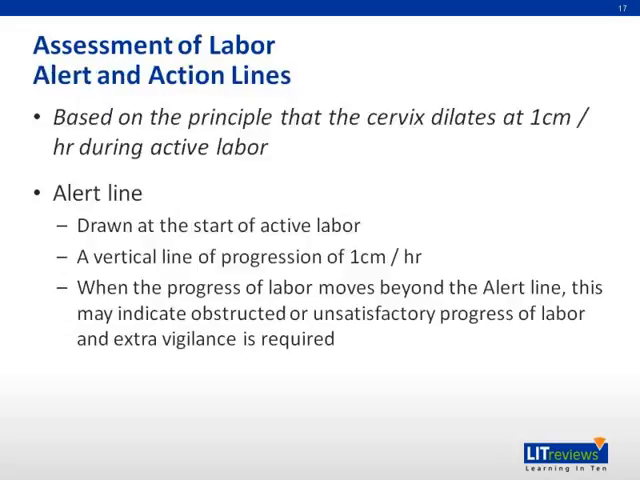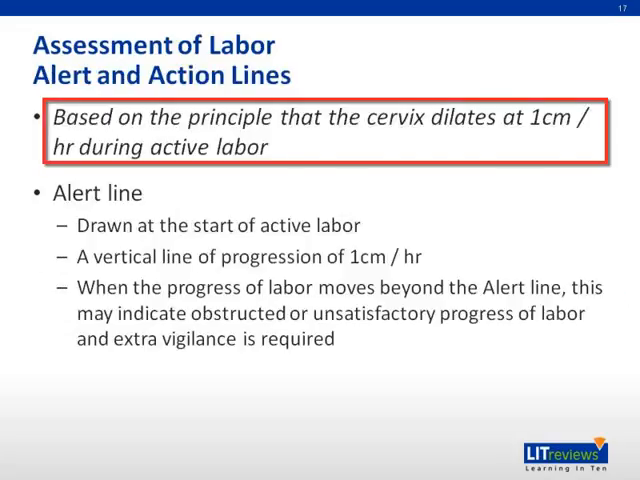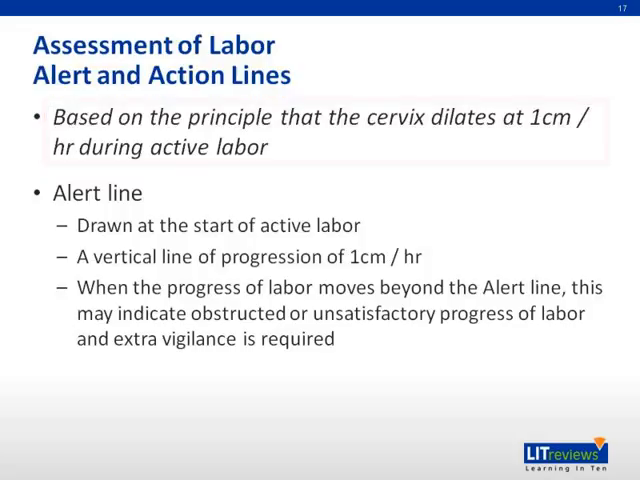The alert and action lines on the partogram are based on the principle that the cervix dilates at 1 centimeter an hour during active labor. The alert line is drawn at the start of active labor and is a line of progression of 1 centimeter an hour. When the progress of labor moves beyond the alert line, this may indicate obstructed or unsatisfactory progress of labor, and extra vigilance should be exercised.